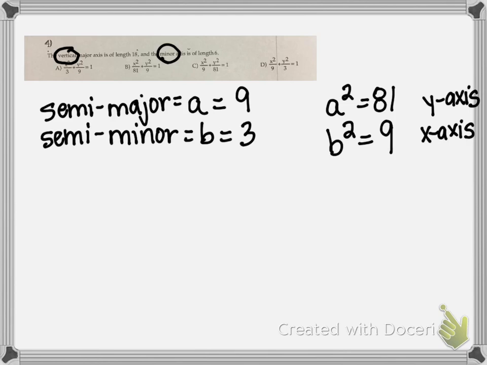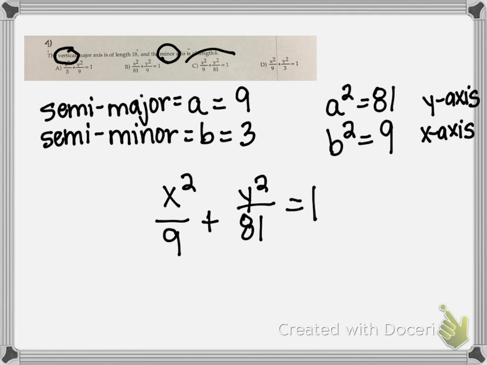All right, so I know given these pieces, so I have x squared over 9 plus y squared over 81, because my y is my major, equals 1, making the correct answer C. All right, so the next one. So the next one, it says an ellipse with a foci at 1, 2, and 7, 2 has a major length of 10. So I have a major axis length. So I want to find my semi-major, which is going to be my A. So 10 divided by 2 is 5.